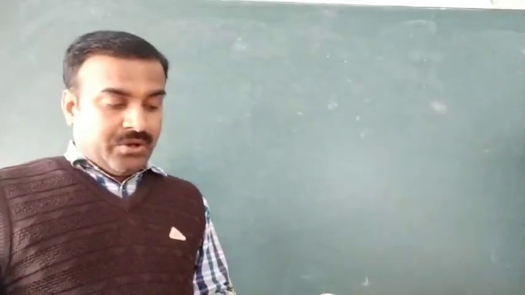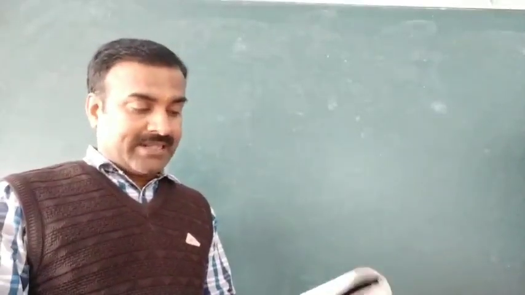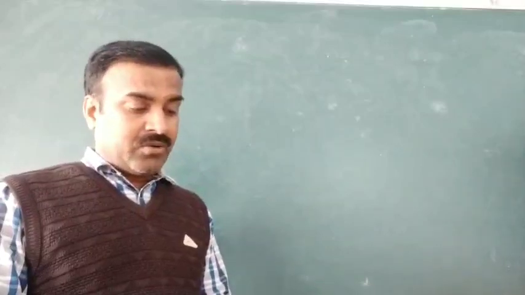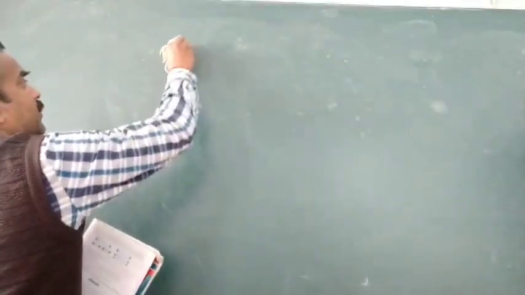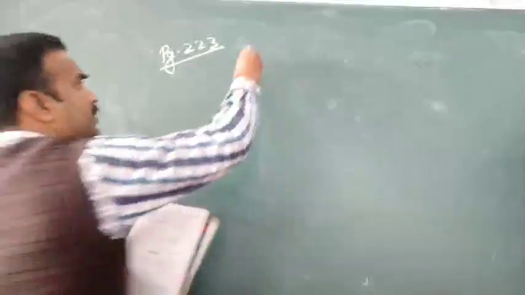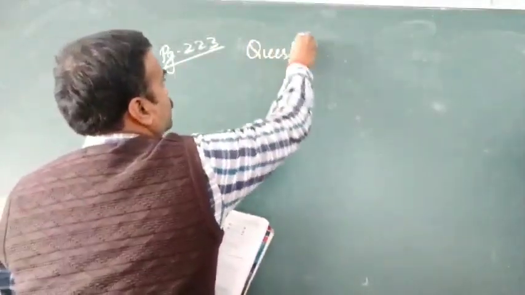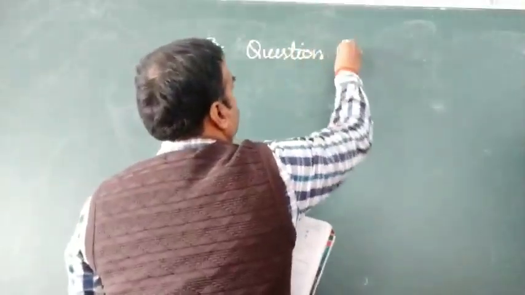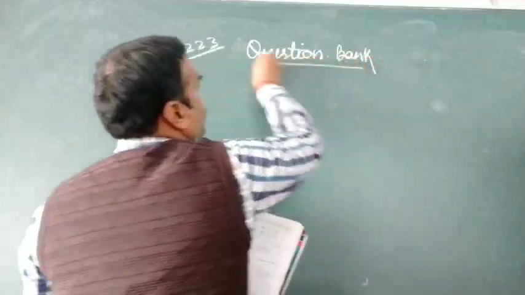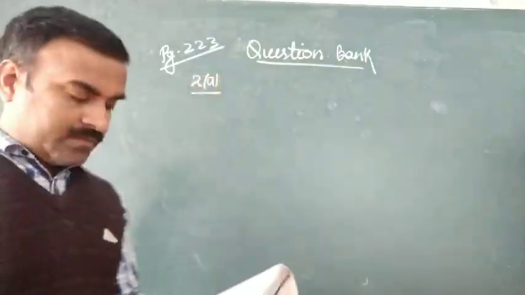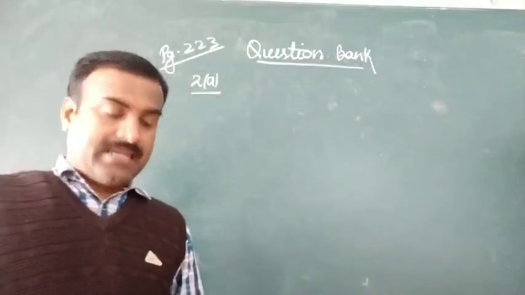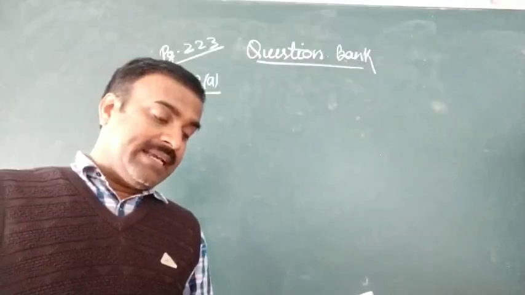Okay, now the next question is given. Why do they account for the following facts? Iron becomes magnetized when placed in a coil carrying direct current. This is on page number 223, question bank. Second A. Iron becomes magnetized when placed in a coil carrying direct current.